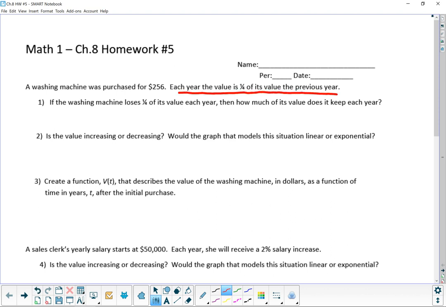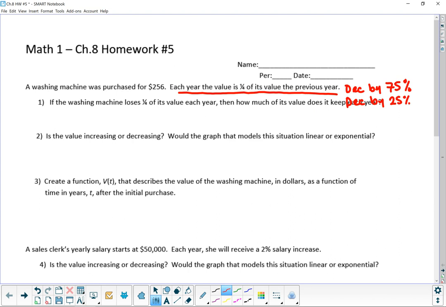Right, so that means you lose 75%. So you're decreasing by 75%. Or does that mean that you're decreasing by 25%? Okay, what does that mean? Each year, the value is one fourth of the value the previous year.